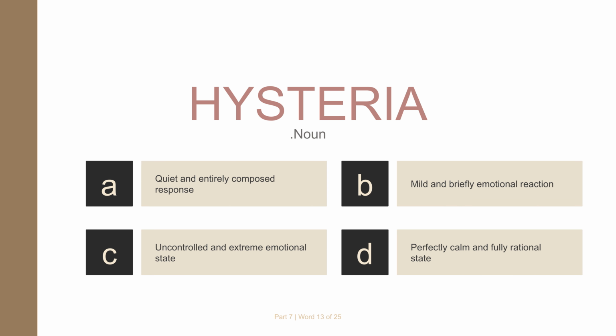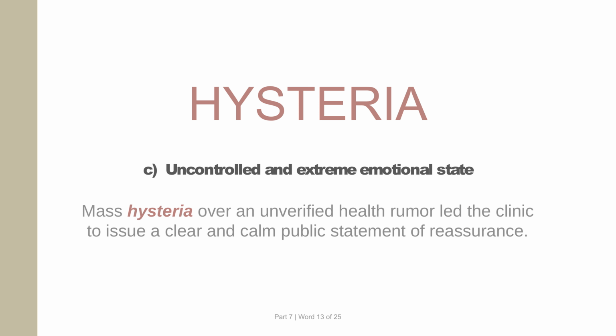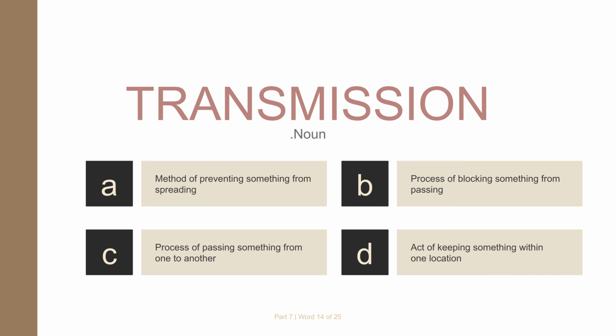Perfectly calm and fully rational state. Correct answer, option C. The correct meaning of hysteria is uncontrolled and extreme emotional state. Example: mass hysteria over an unverified health rumor led the clinic to issue a clear and calm public statement of reassurance. Question 14. What is the meaning of transmission?